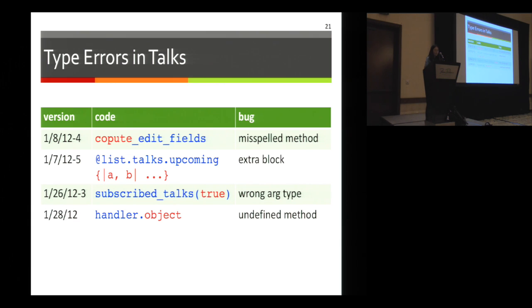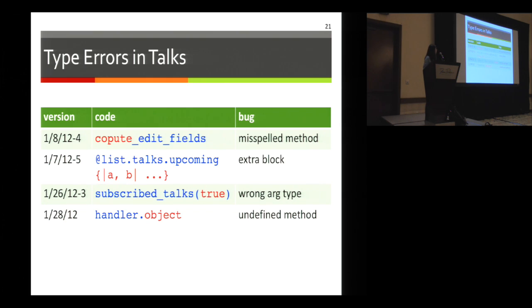We also performed another experiment where we applied Hummingbird to an earlier version of one Rails application. A co-author actually wrote this application called Talks. He introduced some bugs, and I was able to use Hummingbird to catch several bugs. These are all the bugs I caught.